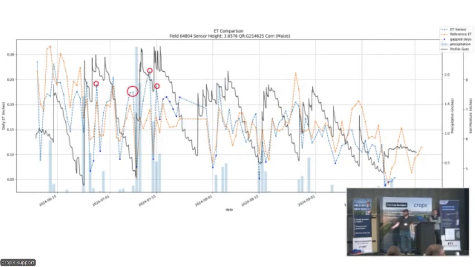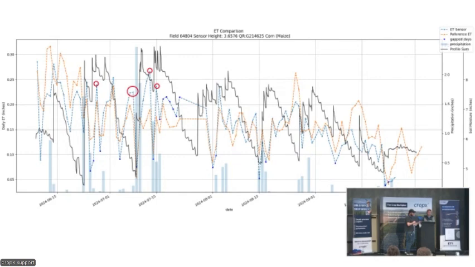Also, the reference ET in the beginning of the season, because the soil moisture actually wasn't that high at the beginning of the season, we see that the ET values themselves were not too high. And the reference ET for a couple of days in the beginning was very, very high, way too high, I think. And we don't see that same case with the actual ET.